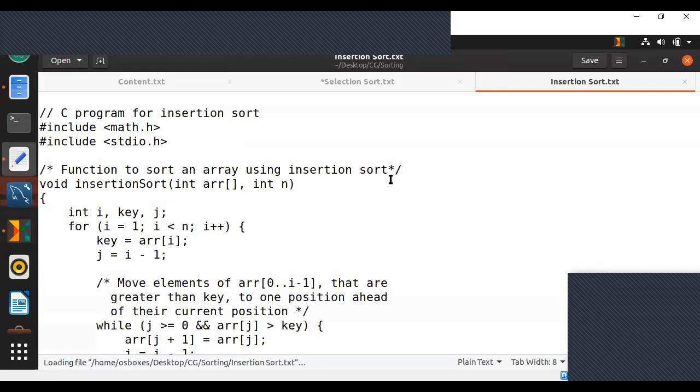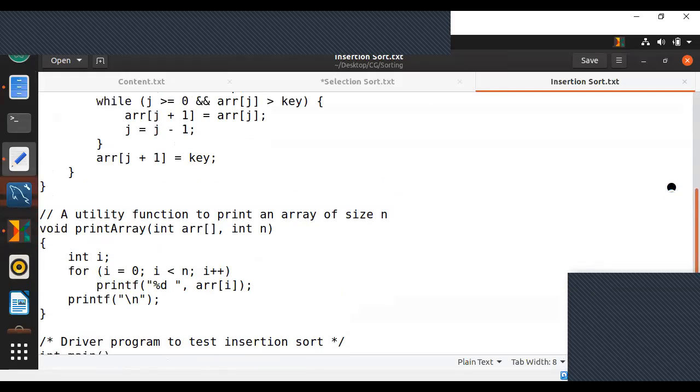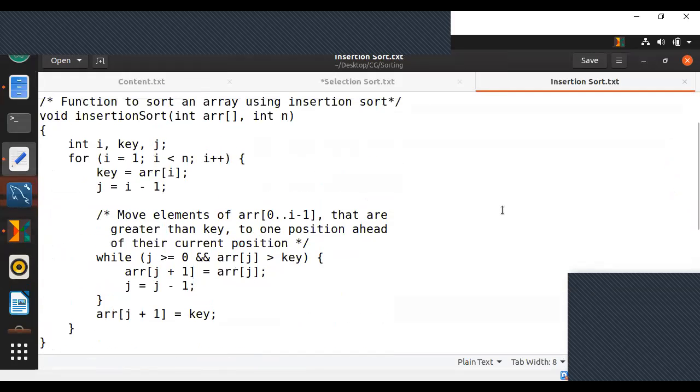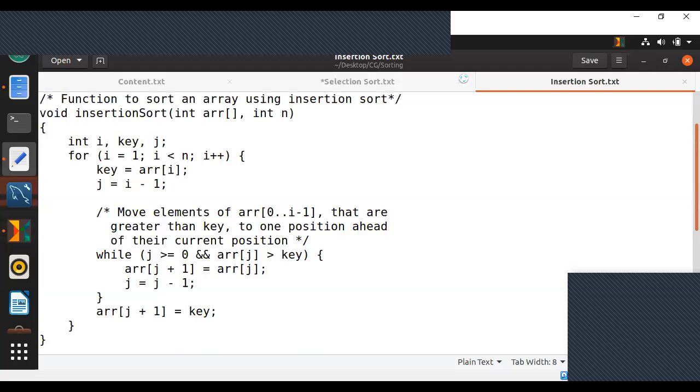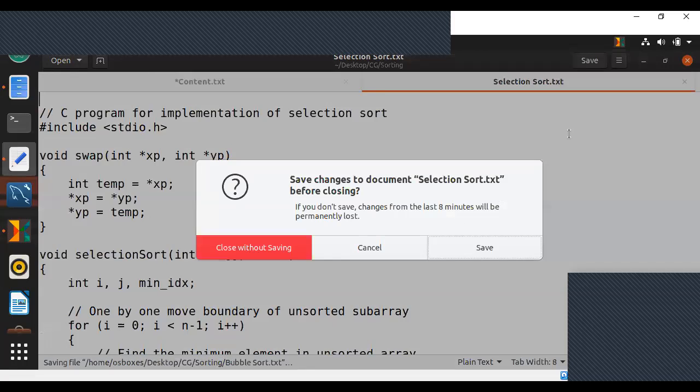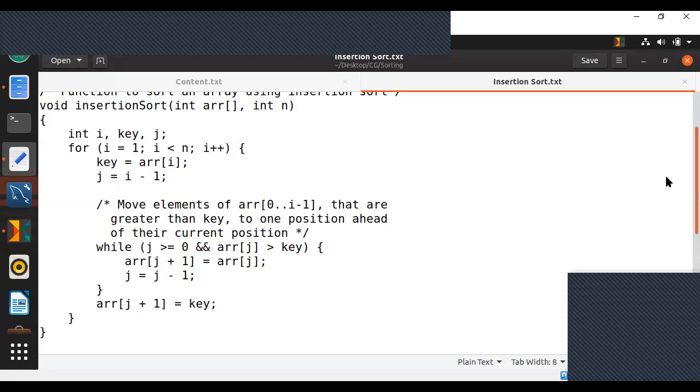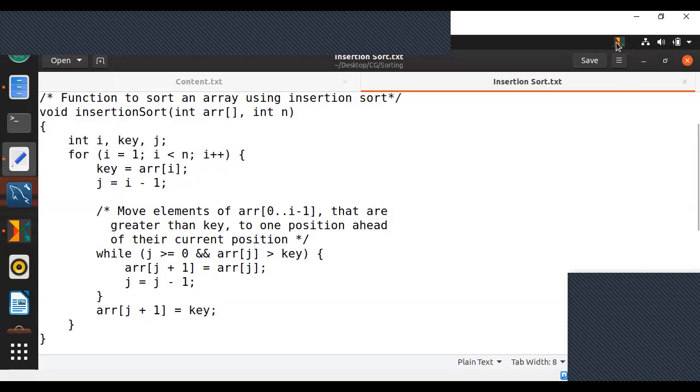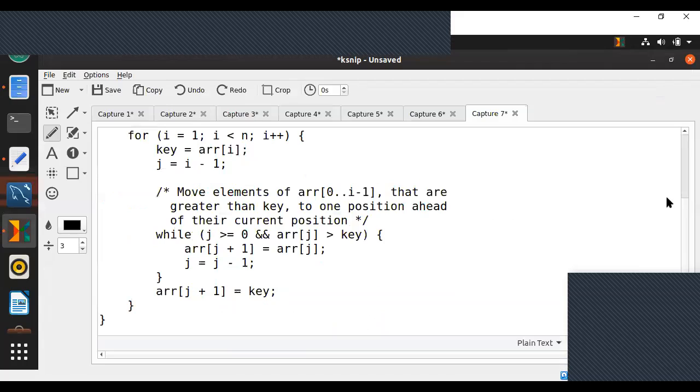Now, this is your entire code for insertion sort to begin with. I'll just take this and close the selection sort. We don't need that. So in the insertion sort, when you begin with this, your entire code is something like this. Now, how long does it take, or what is the case that happens here? To understand this, you need to just observe first.